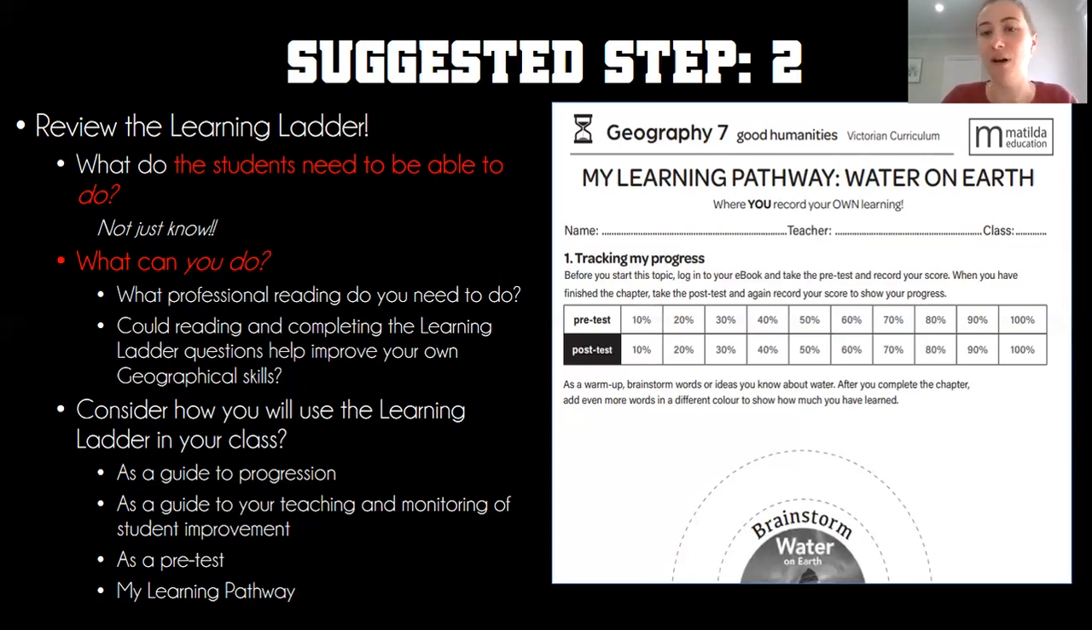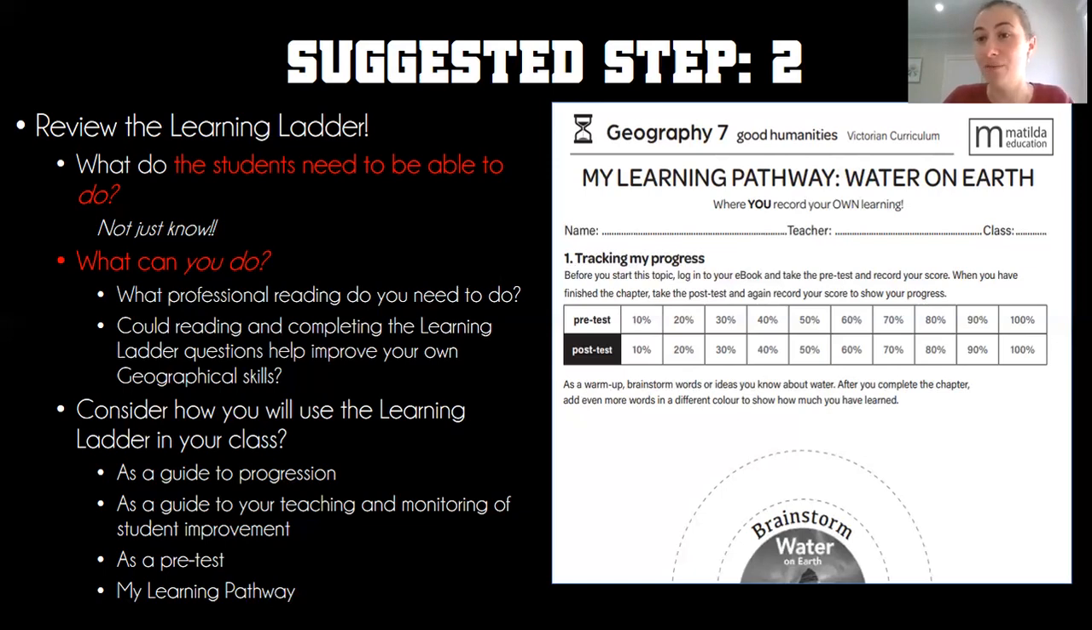Here we have the My Learning Pathway for Water on Earth for Year 7. This is one way that you could use the learning ladder, as a pre-test, post-test monitoring sort of idea. You might ask the students instead to monitor throughout the term. Maybe after each lesson, they reassess where they are on the learning ladder. It might help guide your teaching.